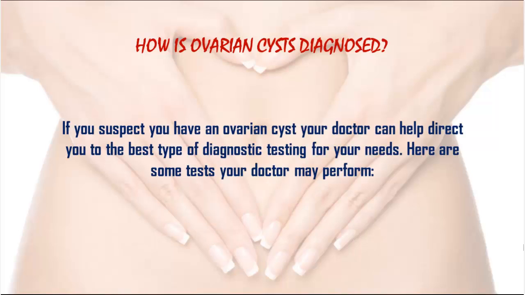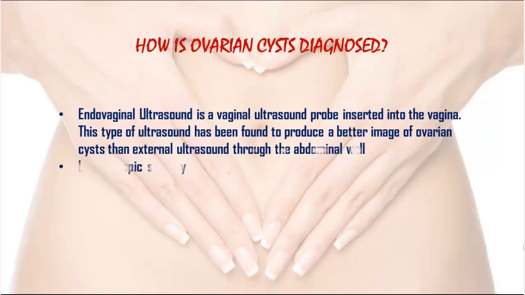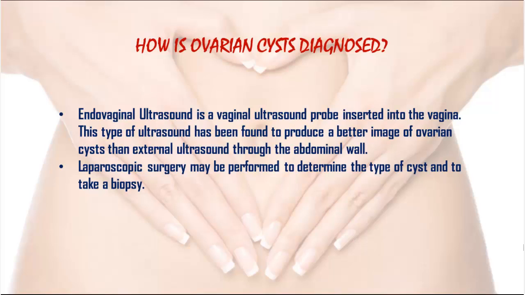How are ovarian cysts diagnosed? If you suspect you have an ovarian cyst, your doctor can help direct you to the best type of diagnostic testing for your needs. Here are some tests your doctor may perform. Endovaginal ultrasound is a vaginal ultrasound probe inserted into the vagina. This type of ultrasound has been found to produce a better image of ovarian cysts than external ultrasound through the abdominal wall.